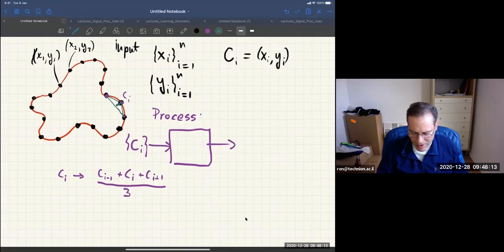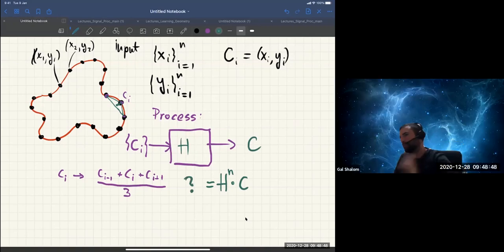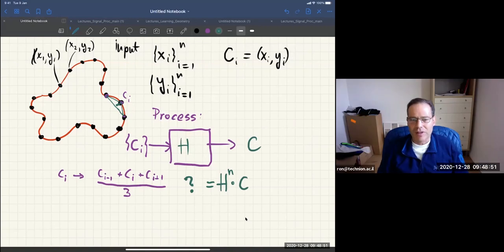So think about this process. Let's call it H. And the output would be H applied to C. And now the problem goes as follows. Assume that I'm applying H again and again and again onto C. How would the output look? So I'm applying H n number of times onto C. How would the output look? A single dot? A simple dot, yes. But what would be the shape of this?